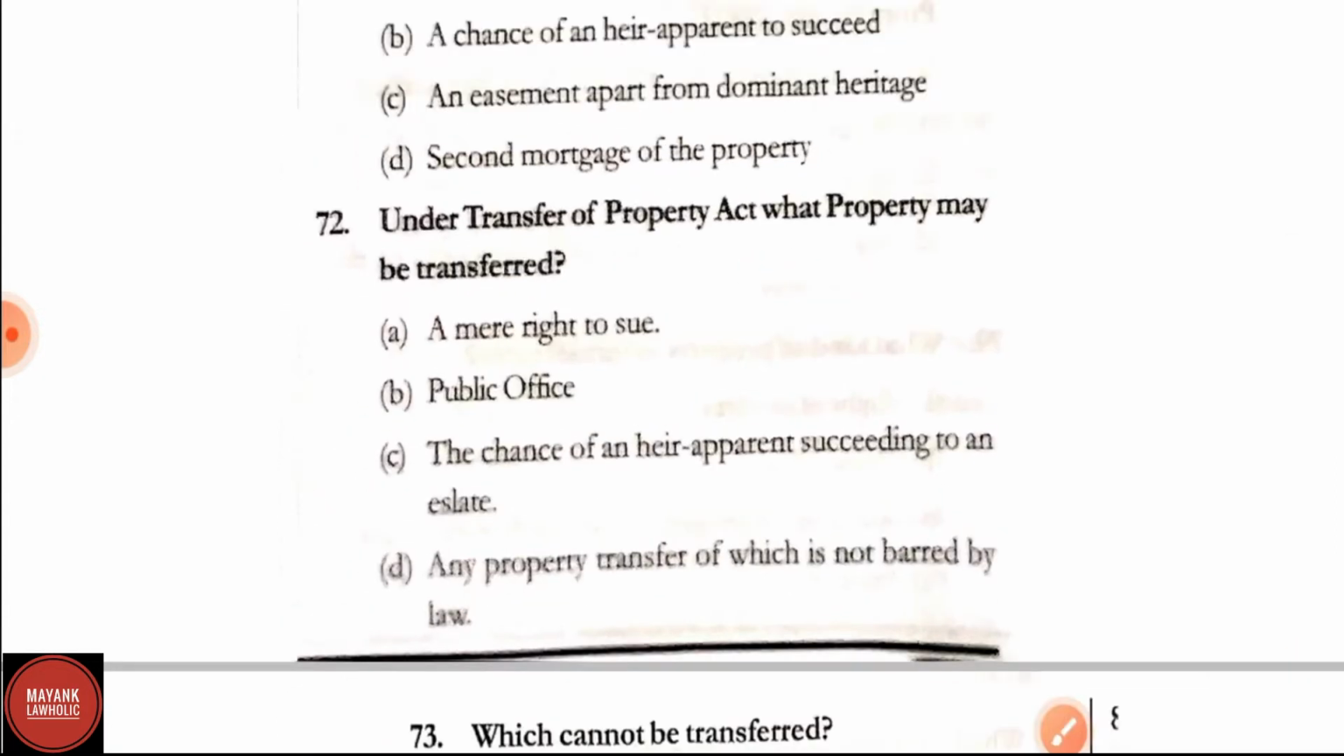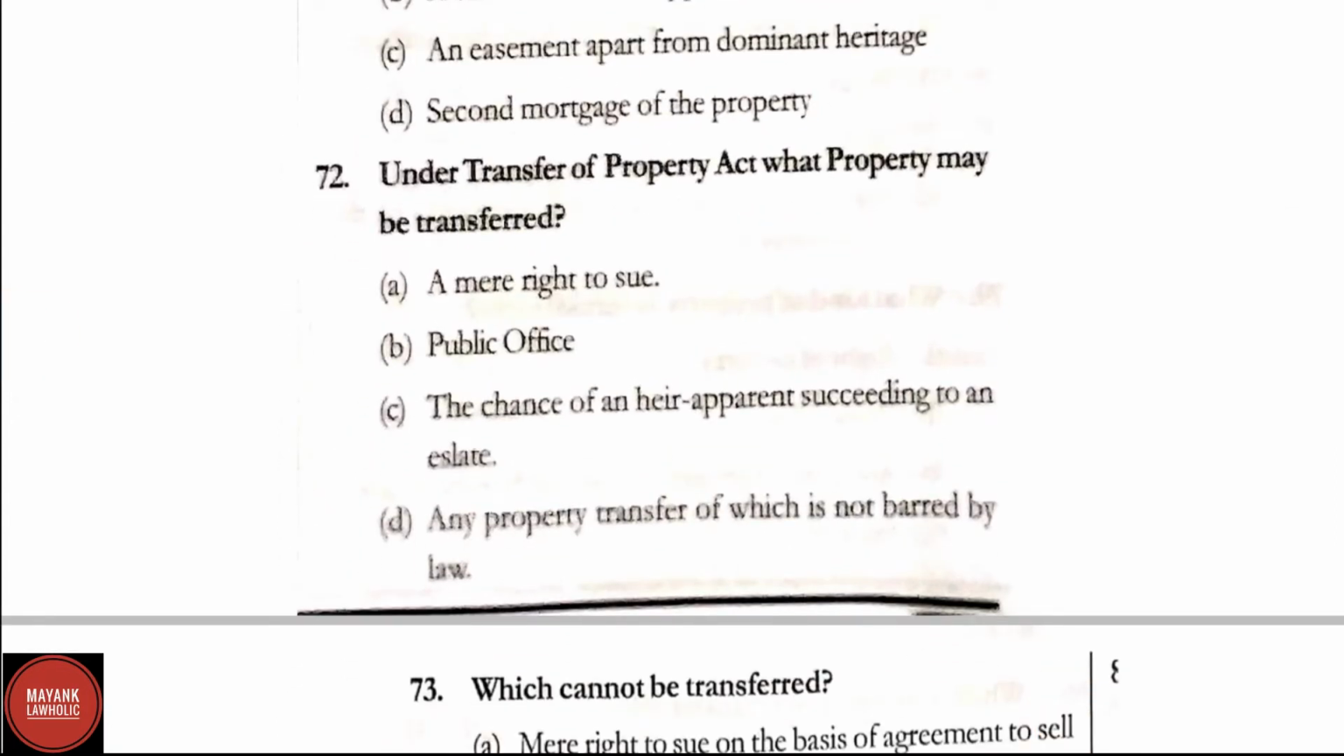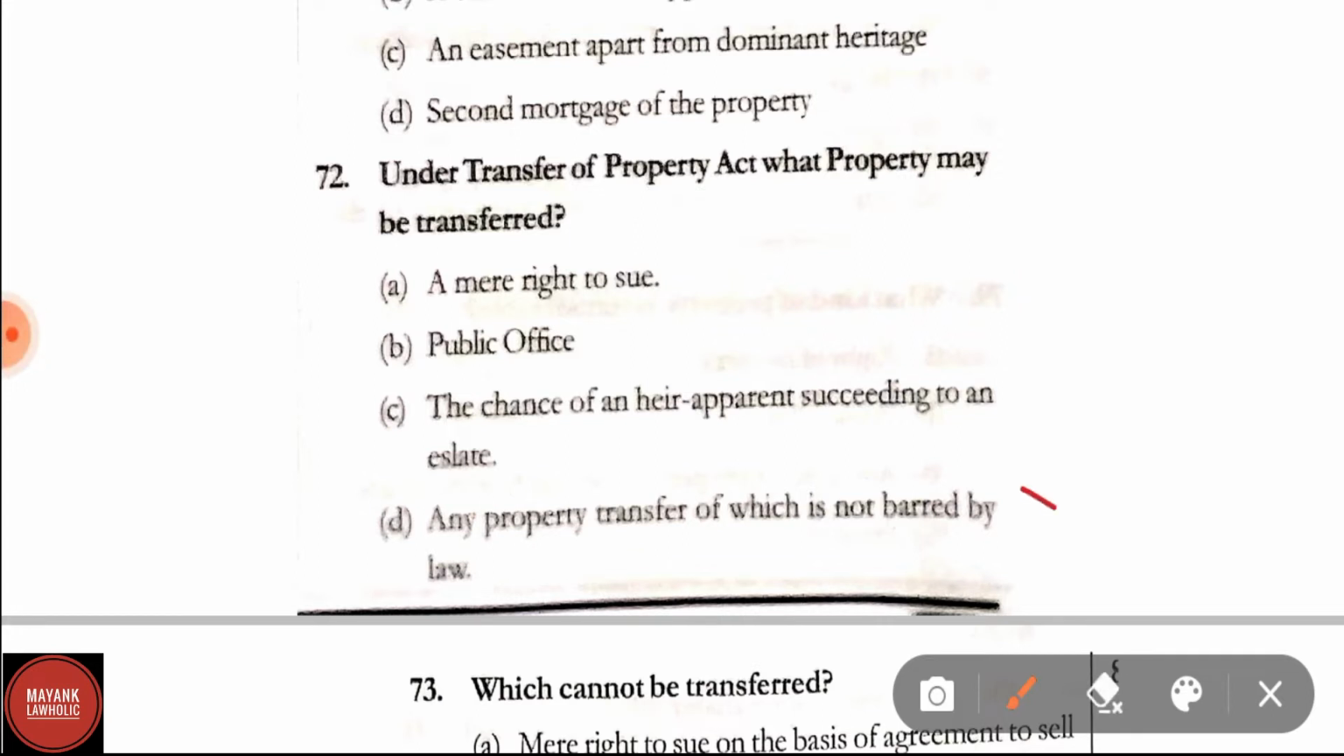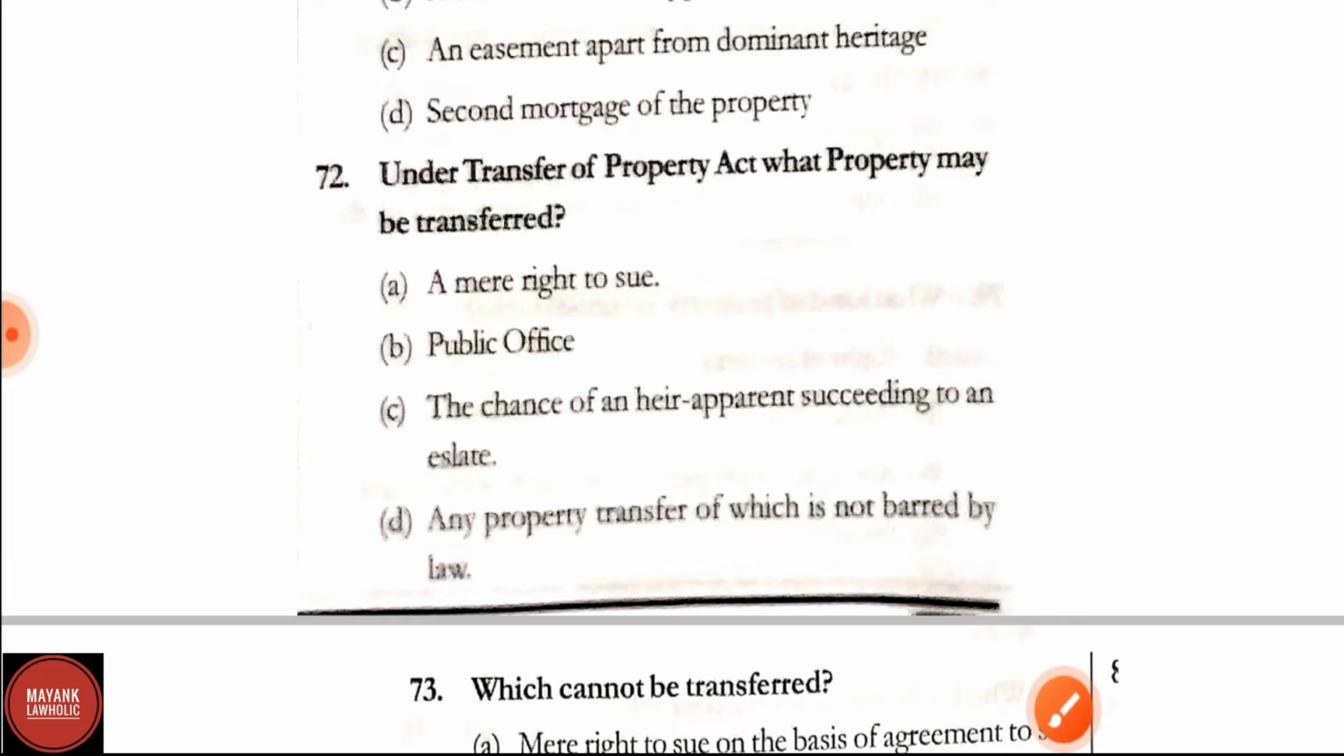Question number 72. Under the Transfer Property Act, what property may be transferred? A mere right to sue, public office, the chance of an heir apparent succeeding to an estate, any property which is not barred by the law. Option D is the correct answer.